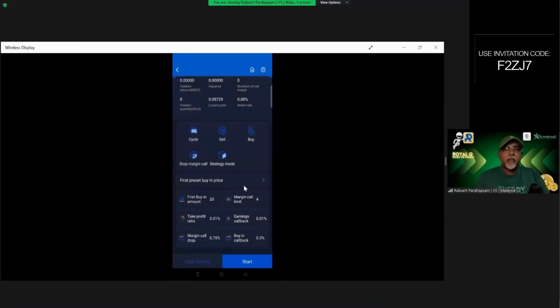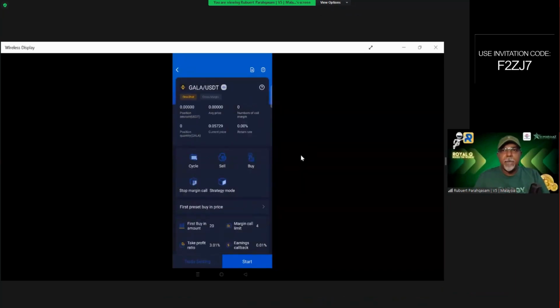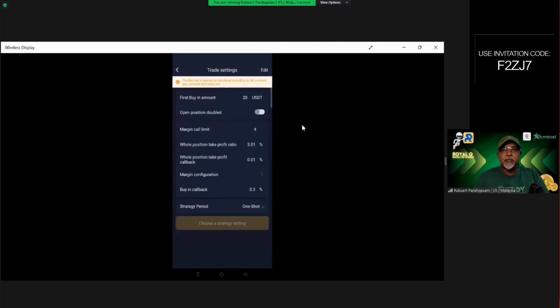I'm pulling up Gala. This is Gala, with our settings. This is my settings, very simple settings. You can see that my first buying amount is $4. Then I put four layers. I wanted 3% profit.